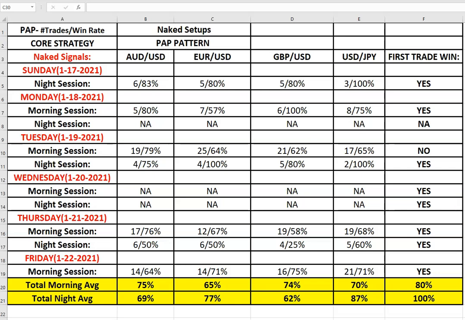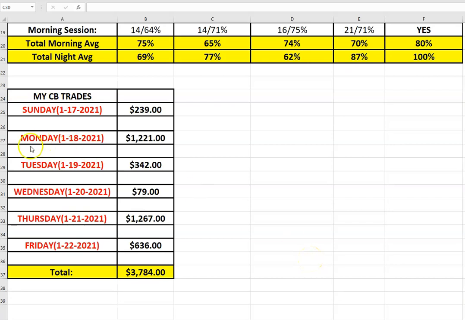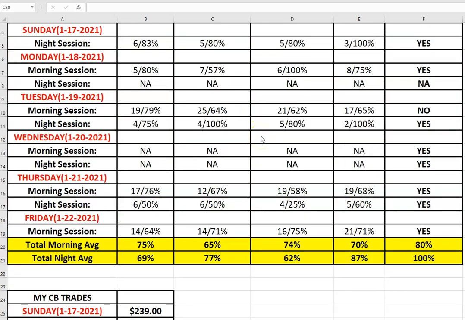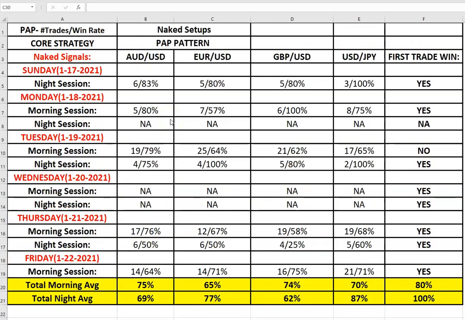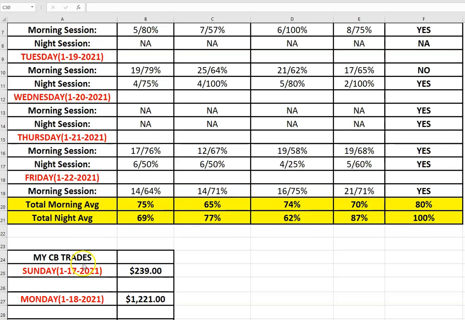Okay, so let's take a look at my CB trades. Once again, this is based on the CB method. As a new trader or as a new subscriber, the only thing that's available to a new subscriber is going to be the core strategy. The CB strategy or method is not available. I will not sell it to anybody unless I know that you are proficient with the core. If you can't make money in core, I don't want you to move into the CB.